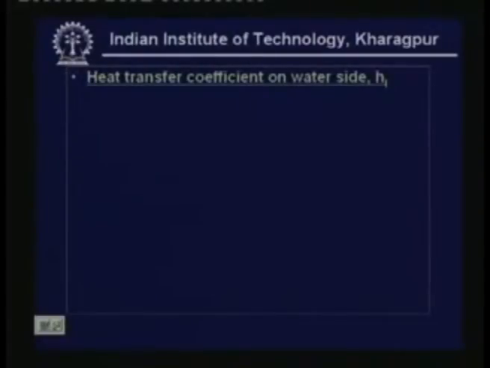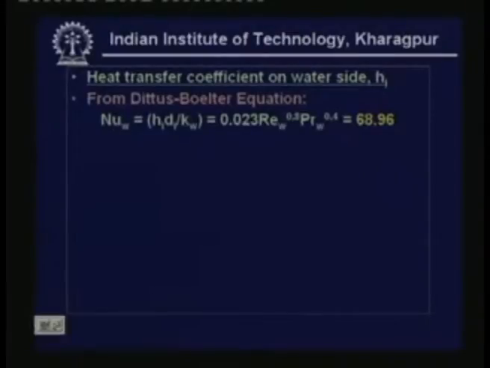So let us find the heat transfer coefficient on the water side. In the last class I mentioned that if it is turbulent flow, we can use the Dittus-Boelter equation or the Sieder-Tate equation. In this problem, let us use the Dittus-Boelter equation. As you know, it is Nusselt number equal to 0.023, Reynolds number to the power of 0.8, Prandtl number to the power of 0.4. We know the Reynolds number, and we also know the Prandtl number. So if you substitute these values, you find that the Nusselt number for the water side is 68.96.